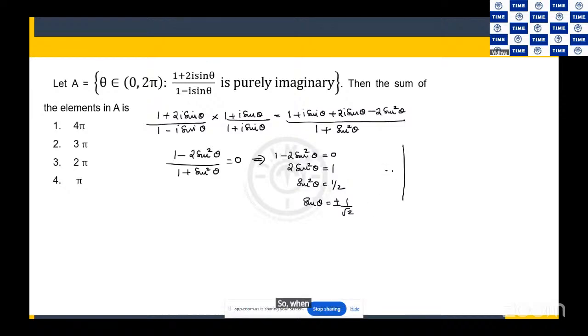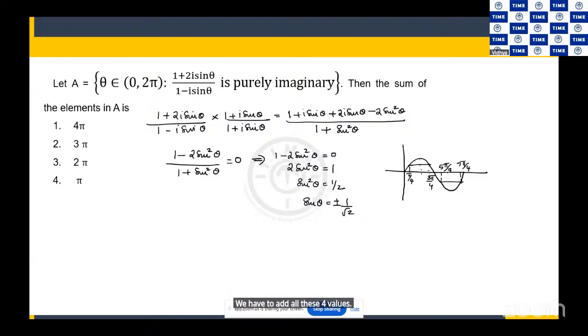When you draw the sine curve, you'll get two points where the value is 1/√2 and two points where the value is −1/√2. One will be π/4, the next one will be 3π/4, then 5π/4 and 7π/4. We have to add all these four values.